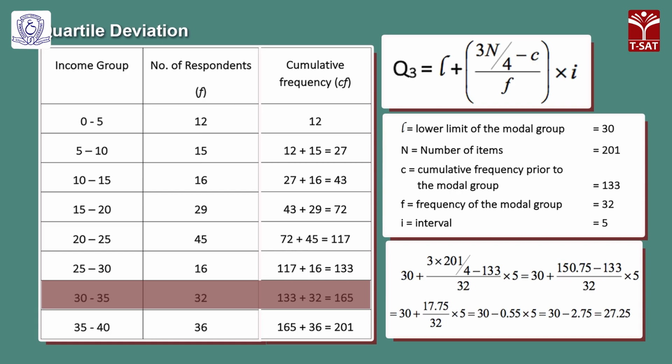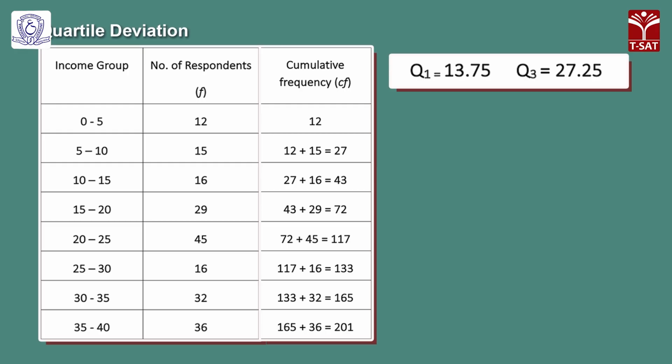30 plus (3 into 201 divided by 4 minus 133) divided by 32 into 5, which is equal to 30 plus (150.75 minus 133) divided by 32 into 5, which is equal to 30 plus 17.75 divided by 32 into 5. 30 minus 0.55 into 5 is equal to 30 minus 2.75, which is equal to 27.25. Now we got Q1 values and we also calculated Q3 value.